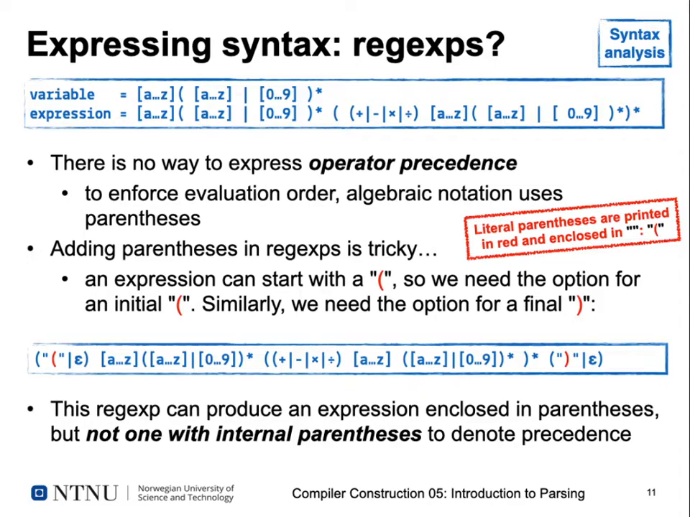We can try to do it this way. Let's say an expression starts with an opening bracket, the one here we showed in red. So we need the option for an initial opening bracket. So we start, put our expression as we had it in here, and then we add something to the beginning, which is either an opening bracket or epsilon, so an empty character or nothing at all. And if we have an opening bracket, we need the option for a final closing bracket. So that's this one here. This is either a final closing bracket or an epsilon.